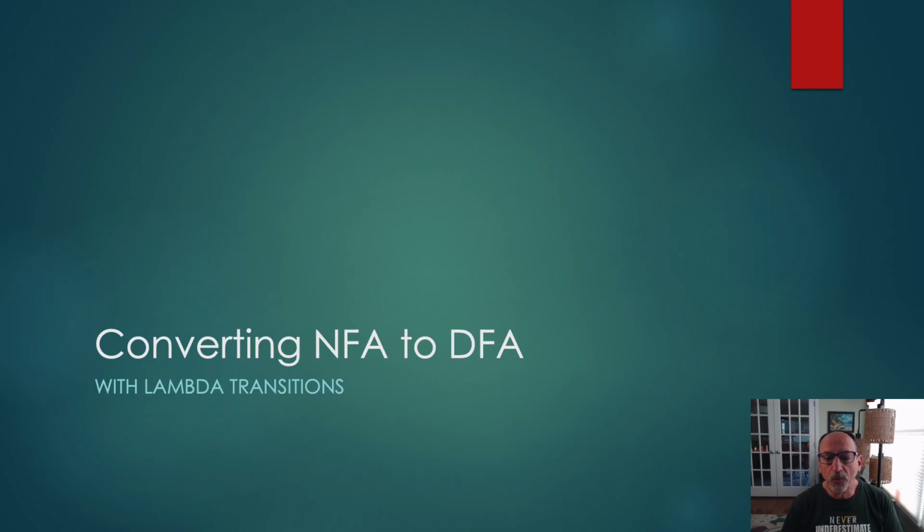This video is a follow-on to the previous one, which talked about converting a non-deterministic finite automaton to a deterministic one. The difference this time is that we're going to look at NFAs that have lambda transitions, basically a free ride from one state to another without consuming any input.